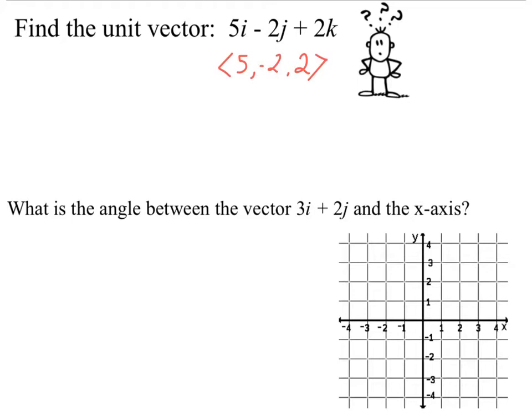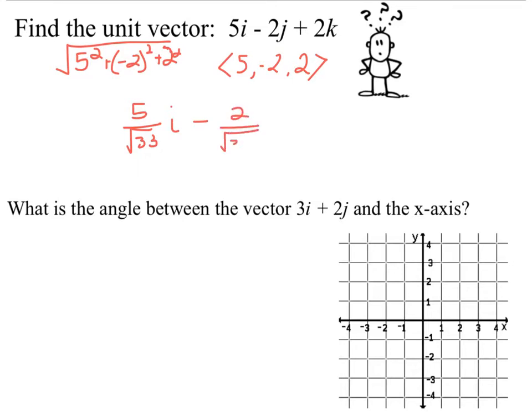So if I find the magnitude of this vector, 5 squared plus negative 2 squared plus 2 squared, the magnitude of this is the square root of 33. Okay, but I'm going to keep it in the physics notation, since that's how I gave the problem. So it's going to look like this. Okay, so there's my unit vector.